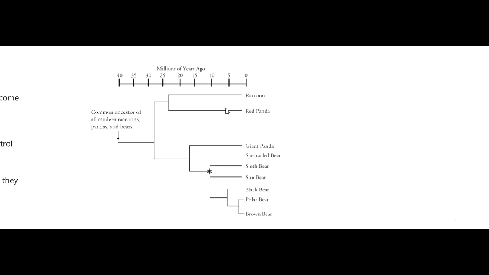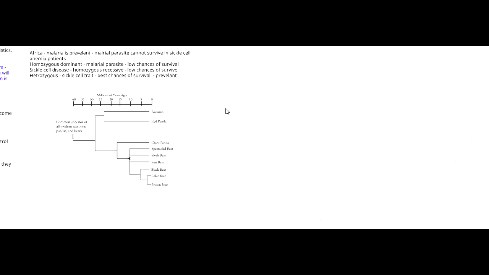The most recent common ancestor that a red panda shares is with the raccoon, not with the giant panda. Both the raccoon and the red panda evolved from the same ancestor, right? Which is not what you would expect. The raccoon and the red panda evolved from the same ancestor.